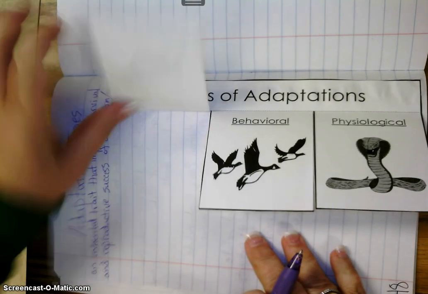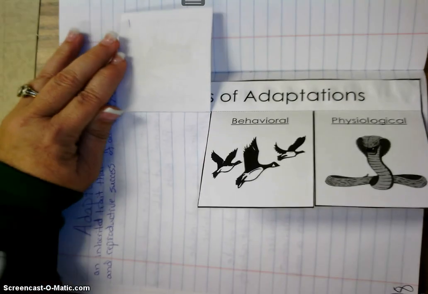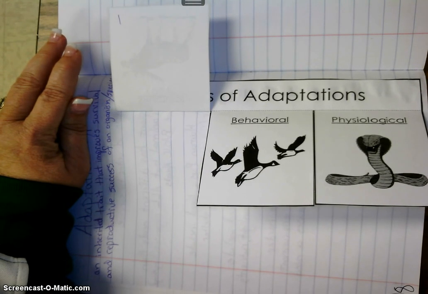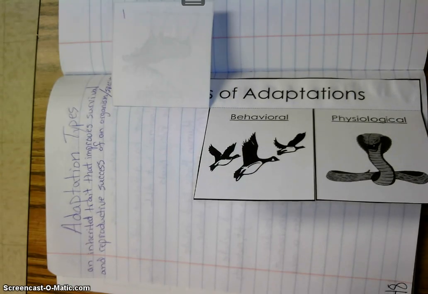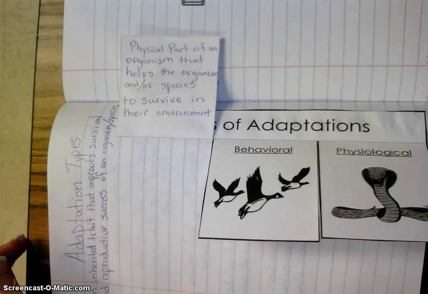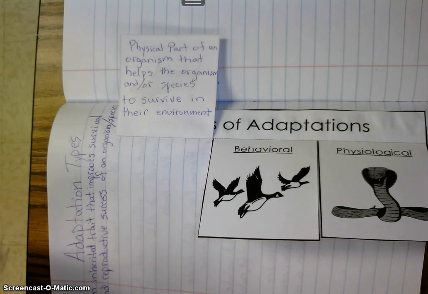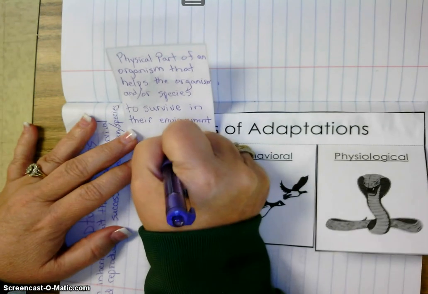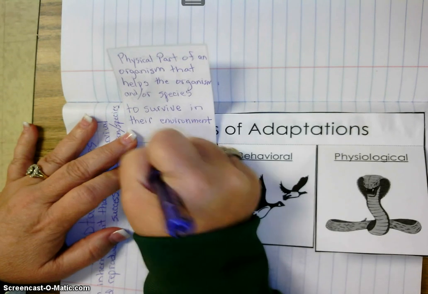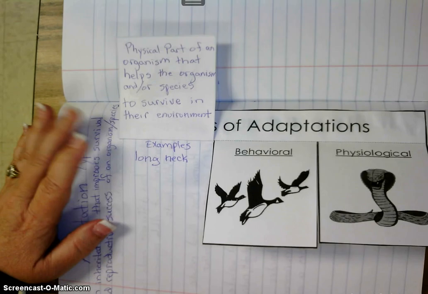And if I define that, I'm going to define it on the back, and I'm going to write that it is a physical part of an organism that helps the organism and or the species to survive in their environment. And some examples of that might be the long neck of the giraffe. That's a physical part of the giraffe that helps it to reach its food.